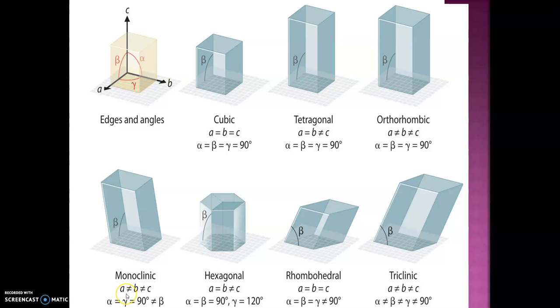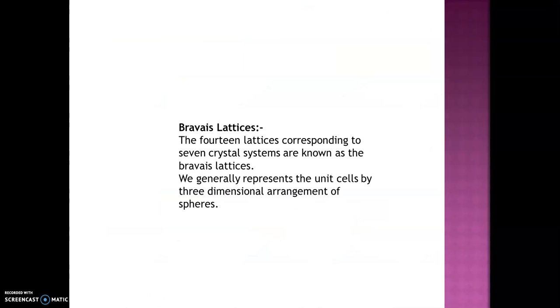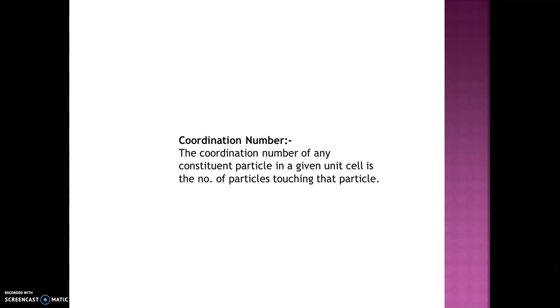Monoclinic: similar to this, you can see monoclinic. The three edges are not equal, but alpha is equal to gamma, that is the angle between B and C edges and between A and B are equal, at 90 degrees, but it is not equal to beta. Then it is monoclinic. Hexagonal also you can see. Rhombohedral also you can see. Triclinic is nothing similar, everything will be different. So these are the types of unit cells. This arrangement is known as Bravais lattices.